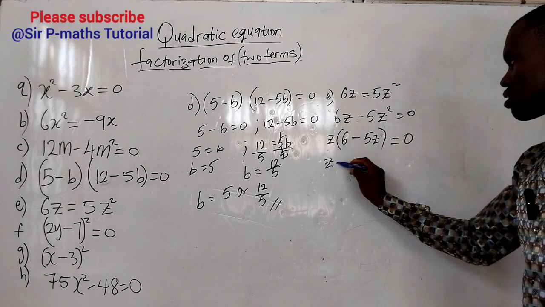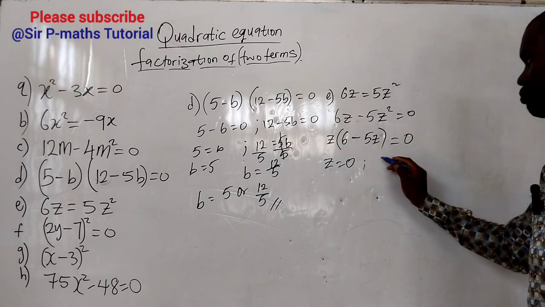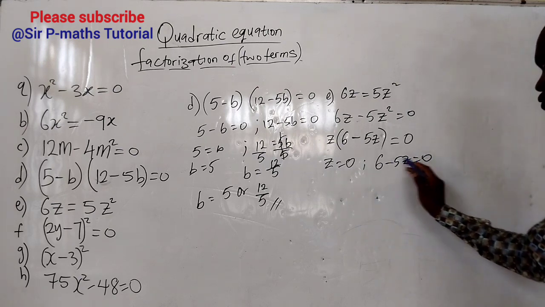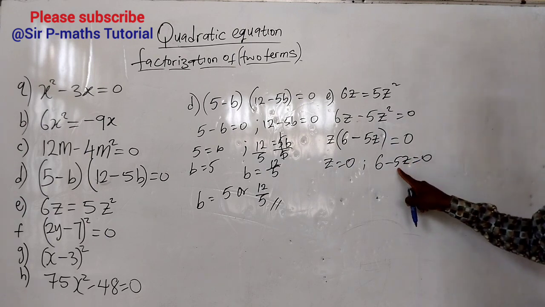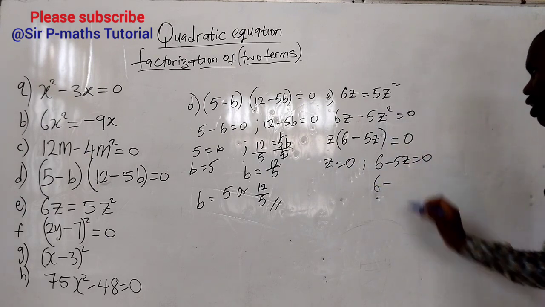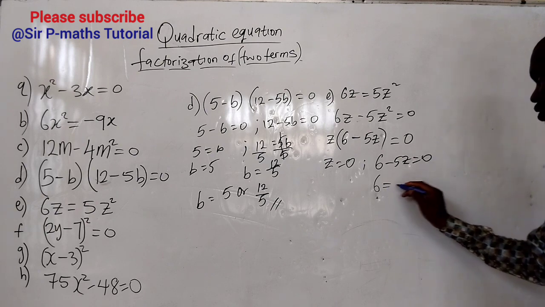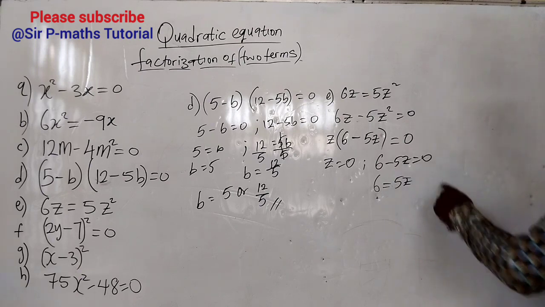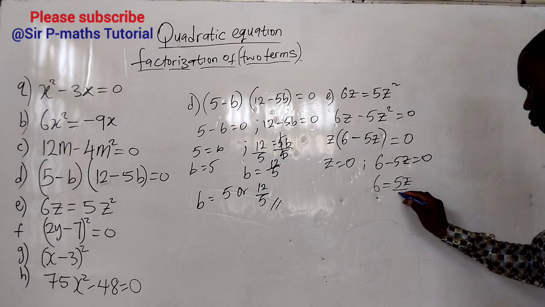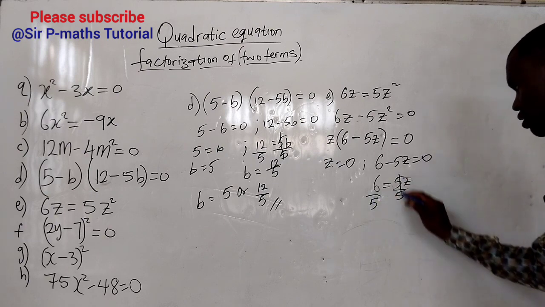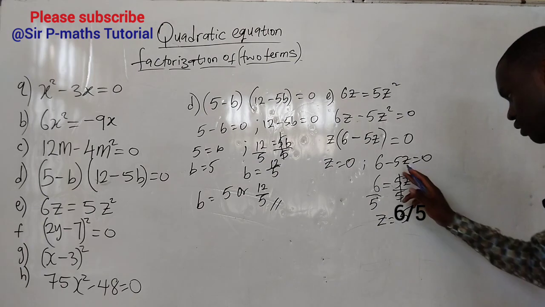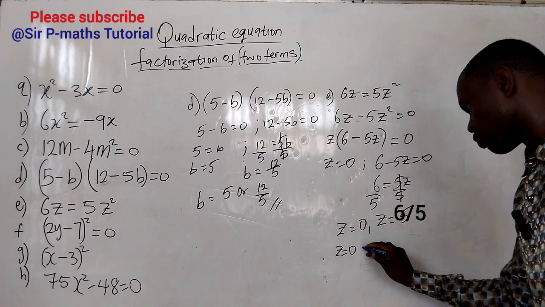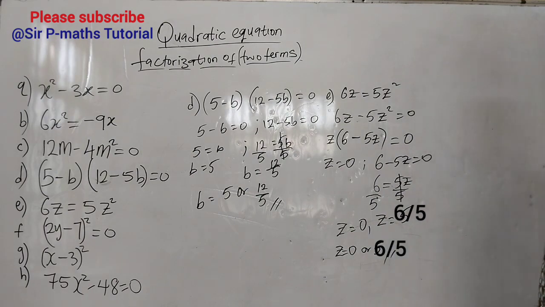Then z is equal to 0, whereas this bracket 6 minus 5z is equal to 0. Then we solve here. Make z the subject of the formula. That means 5z will cross the equality sign first. I will have 6 equal to 5z. 5z has crossed across. Then making z the subject, I will divide by the coefficient. I will have z equal to 6 over 5, or z is 0. Okay, so my answer will be z is equal to 0 or 6 over 5.